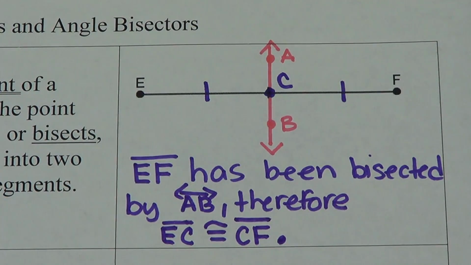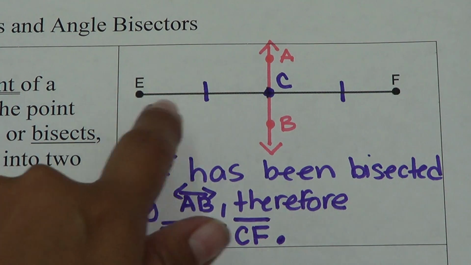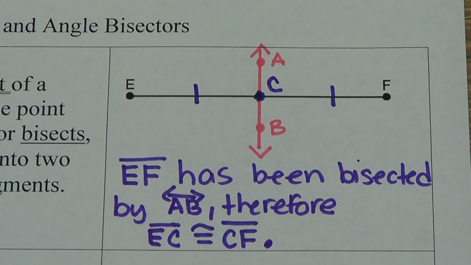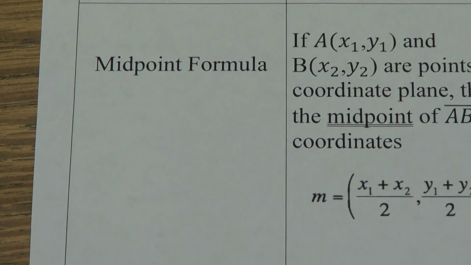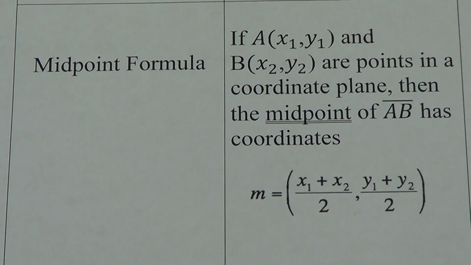So again, when you are bisecting something, that means that you are cutting it, but not just cutting it anywhere, that you are cutting it directly in the middle, or what they call the midpoint. And what happens is then you have two segments that are going to be congruent. And again, we show congruence in this class like a little equal sign with a little squiggly on top. Okay? All right.